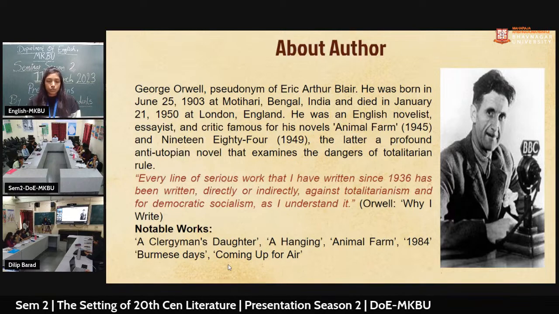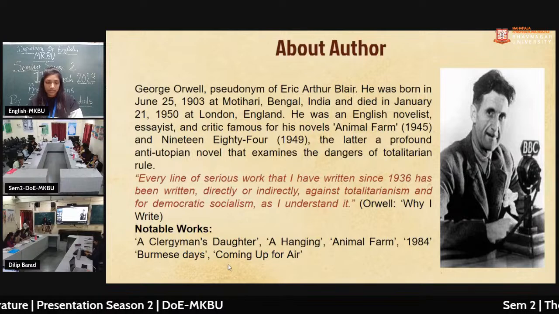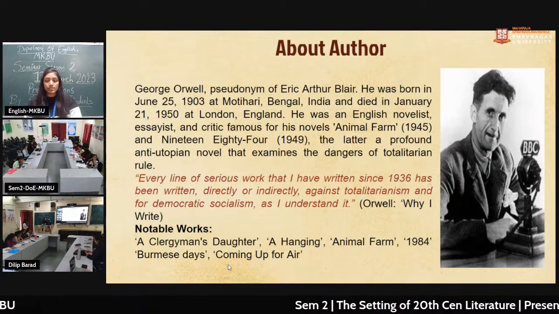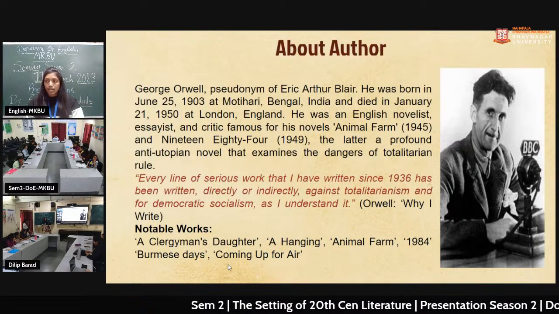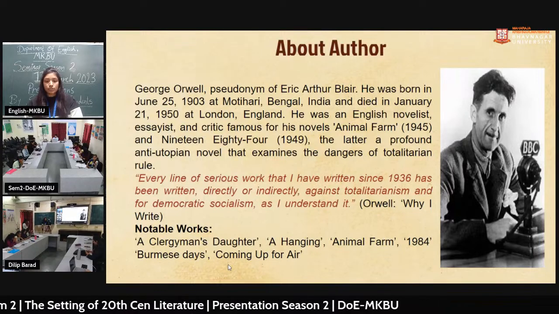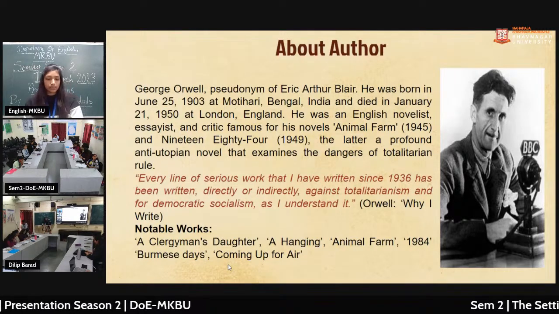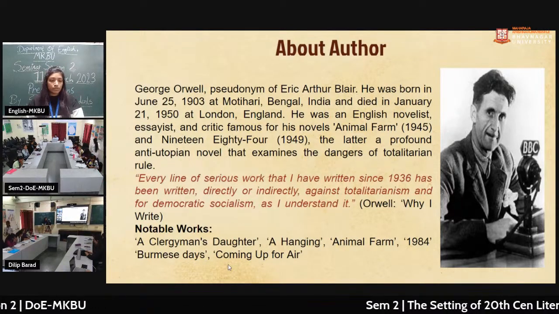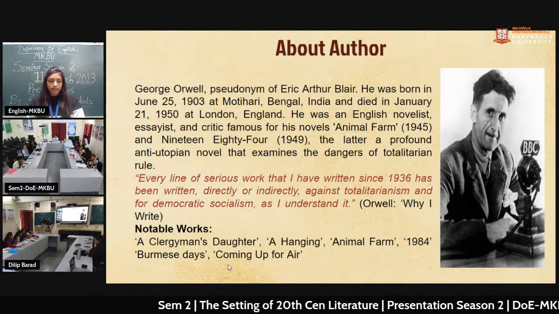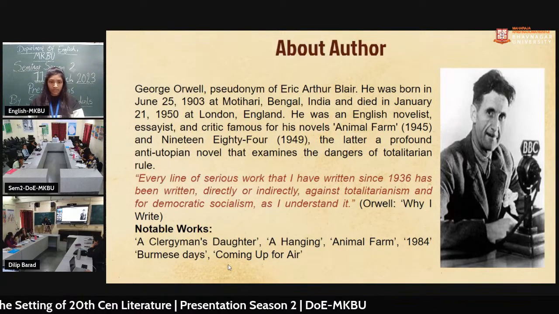And George Orwell states in his essay Why I Write about totalitarianism and about his work that every line of serious work that I have written since 1936, a time of civil war, has been written directly or indirectly against totalitarianism and for democratic socialism as I understand it. His notable works are A Clergyman's Daughter, A Hanging, Animal Farm, 1984, Burmese Days, Coming Up for Air.